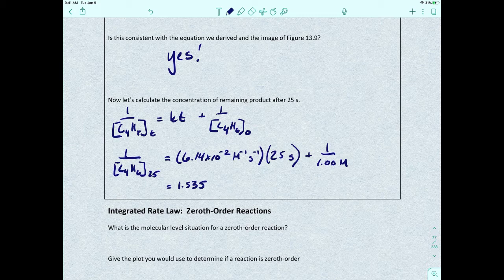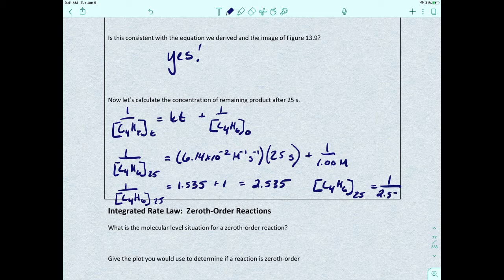And if we add 1 over 1 plus 1 to that, we're going to get 2.535. Now we have 1 over the concentration at 25 seconds, so we need to solve for the concentration. If we multiply both sides by the concentration and then divide by 2.535, we get that the concentration of C4H6 at 25 seconds should be equal to 1 over 2.535.